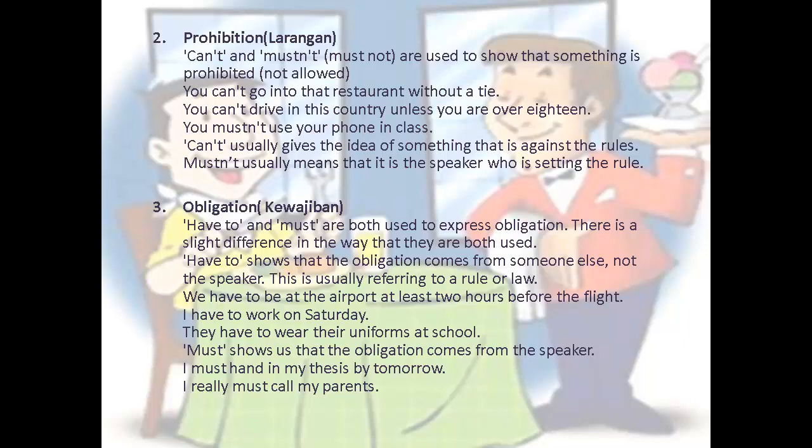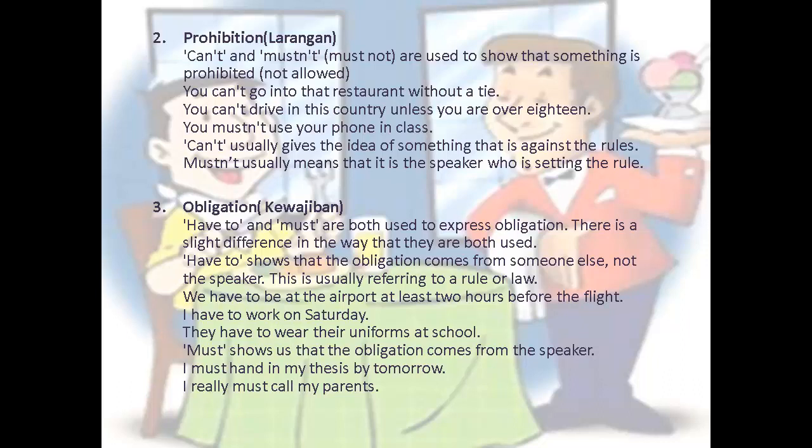Number 1, you can't go into that restaurant without a tie. Number 2, you can't drive in this country unless you are over 18. And last, you mustn't use your phone in class. Here is the explanation. Can't usually gives the idea of something that is against the rule, and mustn't usually means that it is the speaker who is setting the rule. I think you understand prohibition.